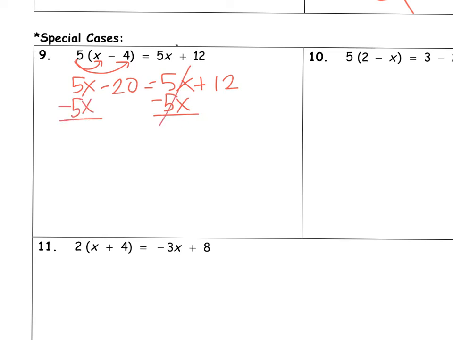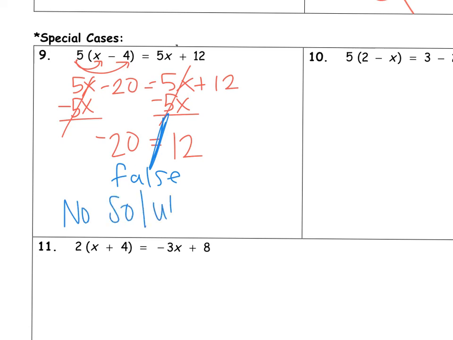Whatever I do to one side, I have to do the other side, except for what happens here. So this 5x cancels out as well. Now I'm left with negative 20 equals 12. Is that a true statement? Is negative 20 equal to 12? No, it is not, so I put a slash through my equal sign. Negative 20 is not equal to 12, so that's a false statement, which means this one has no solution. So if your variables cancel and the sides are not balanced, it's no solution.